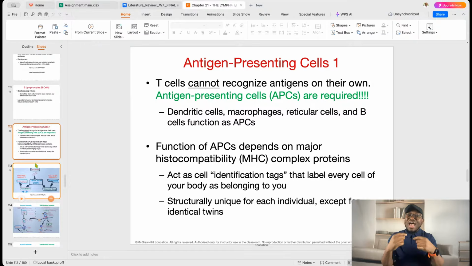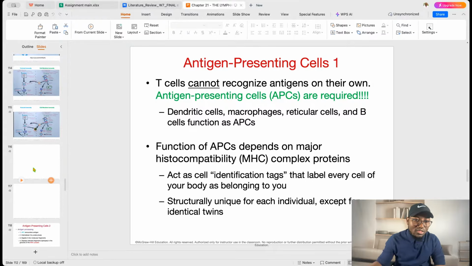You understand? Identification tag. You know that tag that they put, do not resuscitate? That kind of tag, right? That is what these APCs do. They will put a tag on a particular antigen and say this is an antigen that you should kill. The T cell will see, oh, this cell has been marked for killing. Do you understand? So you need to be able to understand that.